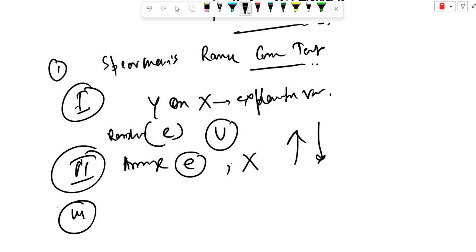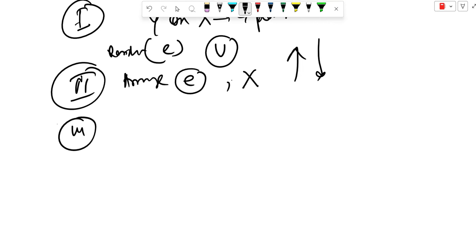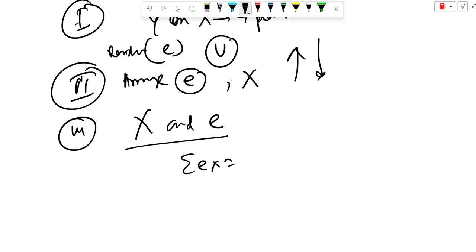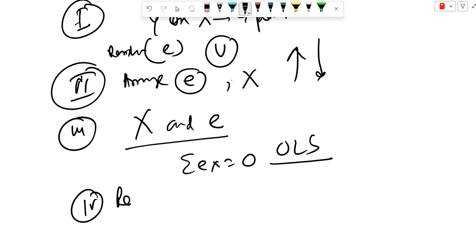Step 3 is to compute the correlation between x and e. So now you find x and e's correlation. You need to work on this. And remember that the summation of ex is equal to 0 in the OLS, ordinary least squares, method. If we have a high coefficient value over here, then what does that mean?